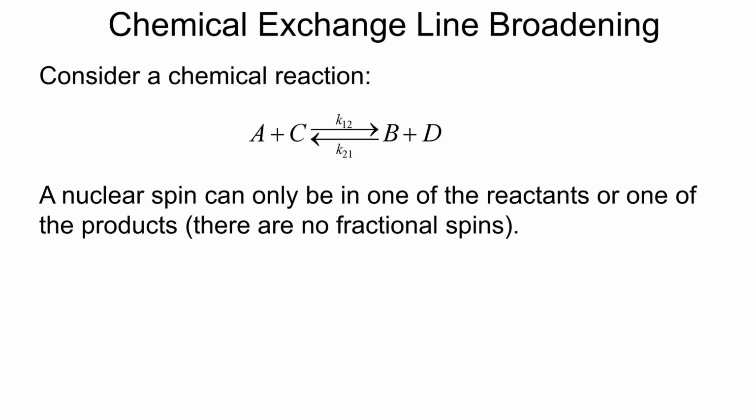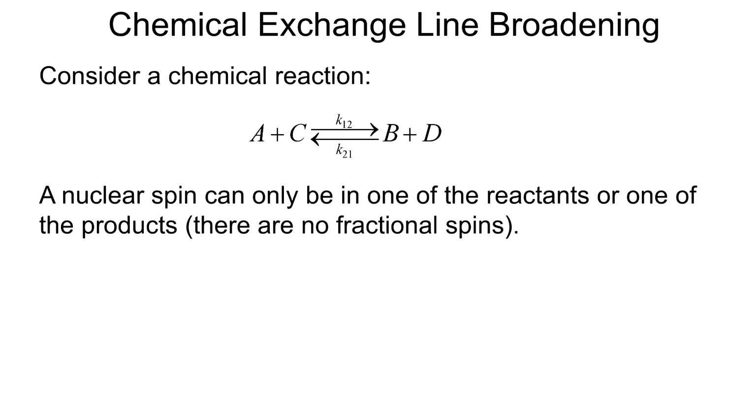So now we can imagine a chemical reaction. We're going to take a couple of slides' break from NMR and just talk about chemical kinetics. Here's a chemical reaction: A plus C goes to B plus D with a forward rate constant and a reverse rate constant. Now, we can't split nuclear spins into pieces. So that means that any spin we're monitoring is in one of the reactants and then ends up in one of the products. It can't split up and end up in two of the products at the same time. And that's a tremendous simplification in our experiments.